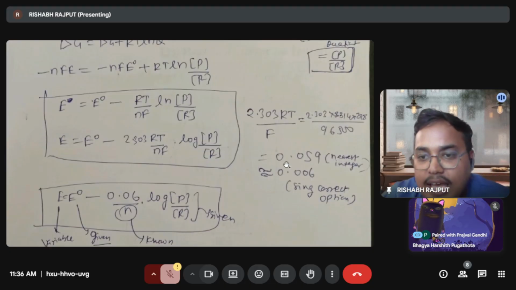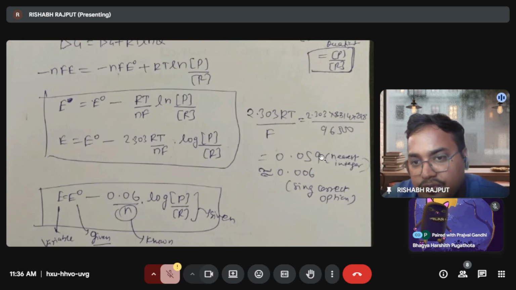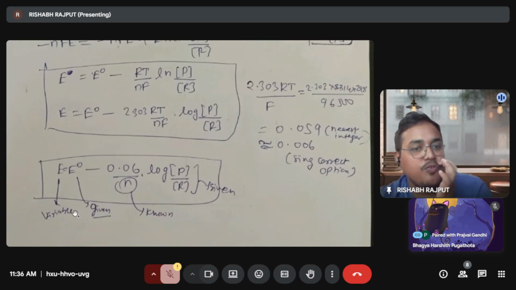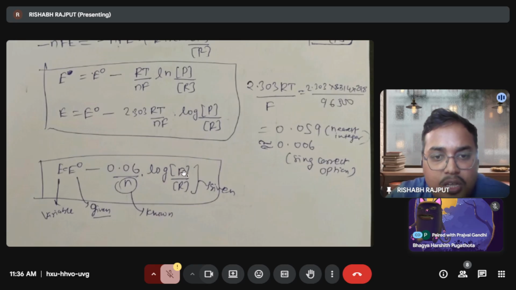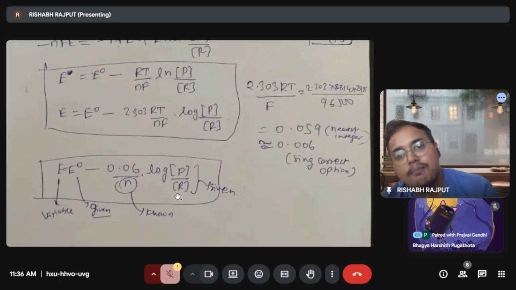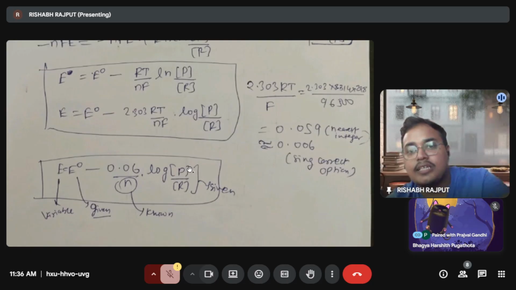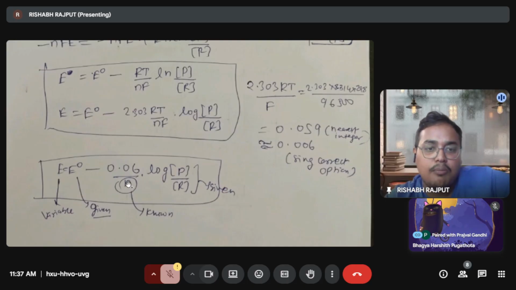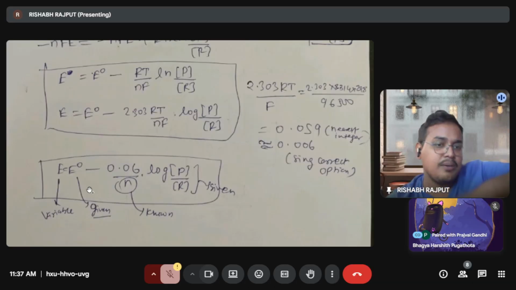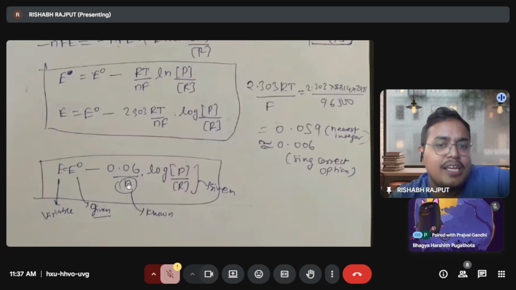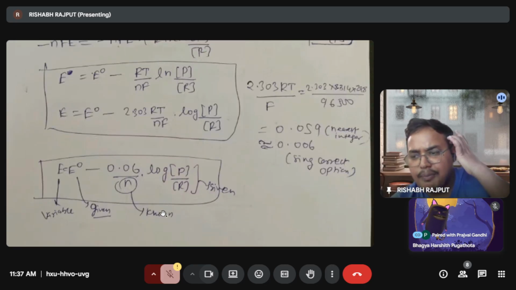Okay. So please, guys, for nearest integer value you just use 0.059, and for single correct option you can use 0.06 only. So now your formula will come: E is equal to E naught minus 0.06 upon n log of product concentration upon the reactant concentration. In your question from the chemical reaction, you will get product concentration and reactant concentration, and from the reaction you will get the n value, the number of electrons. E is variable. E naught is standard, because you know the standard chart table is there, where the E naught value is given. So you have to find the E value every time. Sometimes you have to find concentration, that depends on the question only.